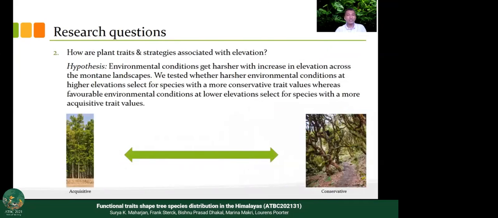How plant traits and strategies are associated with elevation. Environmental conditions get harsher with increase in elevation across the mountain landscape. We tested whether harsher environmental conditions and higher elevation select for species with more conservative trait values, such as small size, small leaf, and tough tissues, and vice versa.